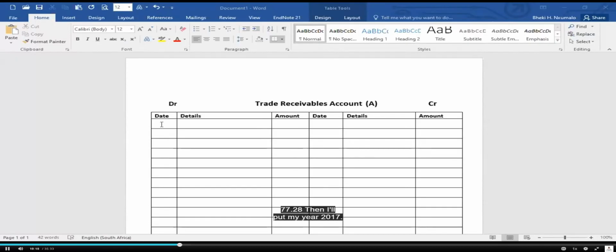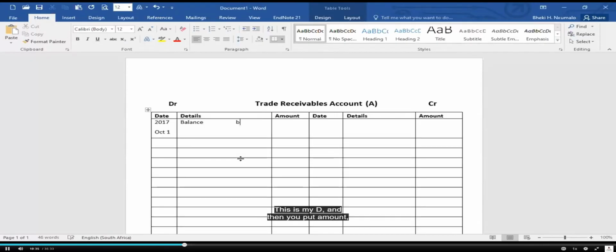Then I'll put my year, 2017. If you remember, I put the month, which is October, and I put the date, which is the 1st. So here I'll write my balance. This balance is brought down, so this is my BD. And then you put the amount, 77,028. So that will be easy for our books. This is how we record this entry. The first entry is recorded.